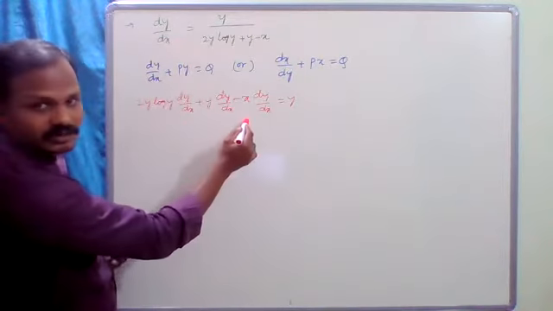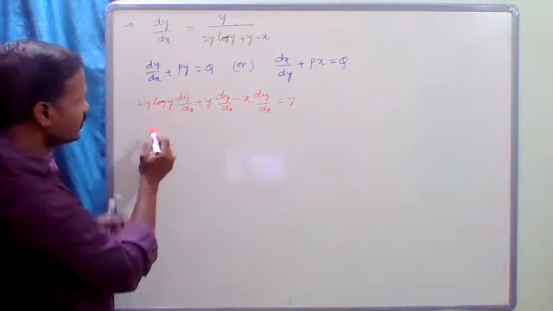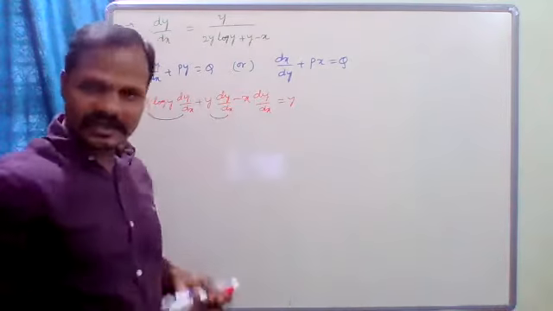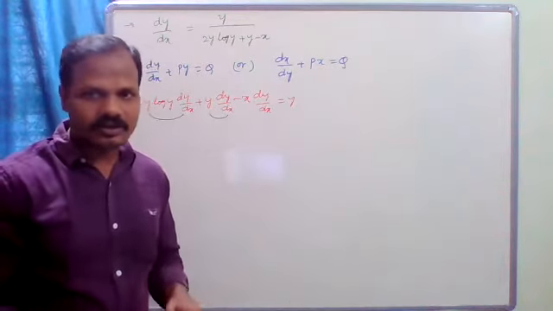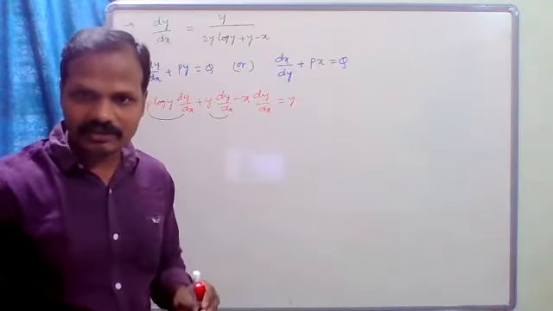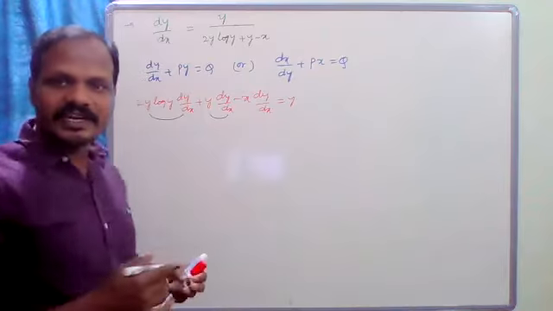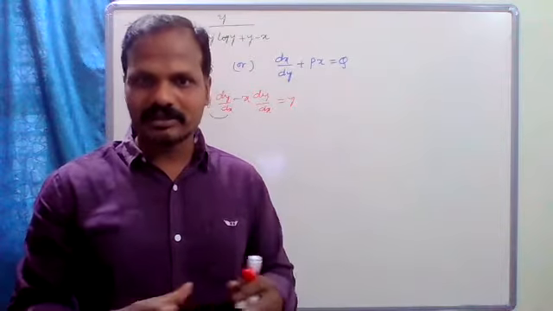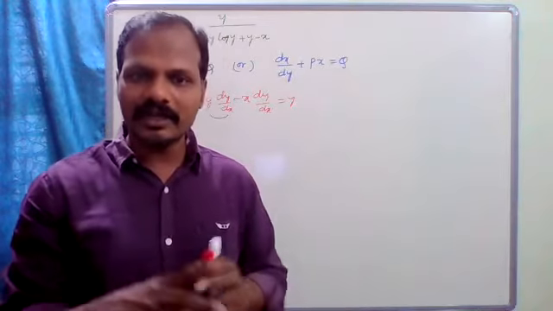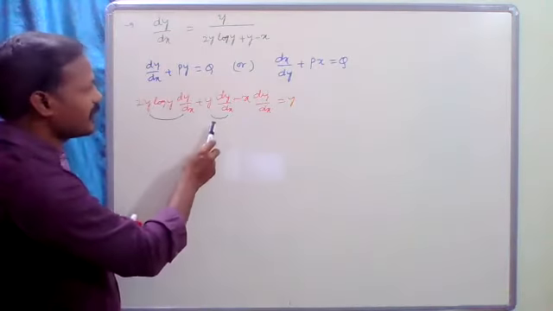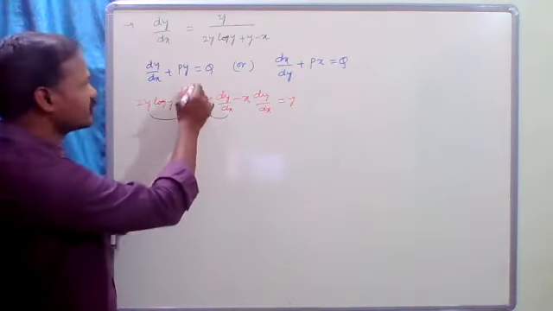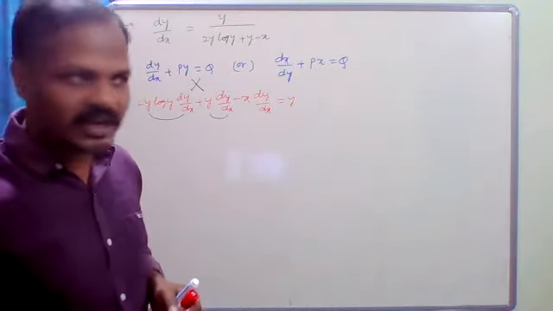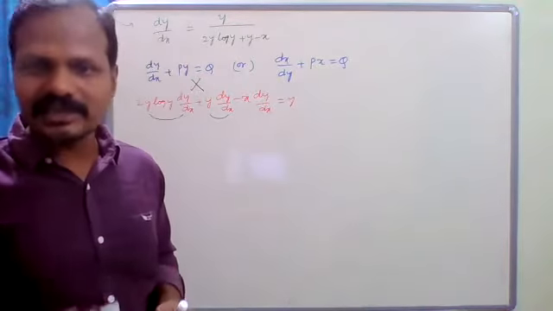If you simplify this, you will get this one. Here we have the product of y and dy by dx, and here also the product of y and dy by dx. Is it linear in y? No, it's not linear in y. If it is linear in y, then y and dy by dx should not be multiplied. But here they are multiplied. So this is not linear in y. Then obviously what we have to do? You have to check for case 2, whether it is linear in x or not.